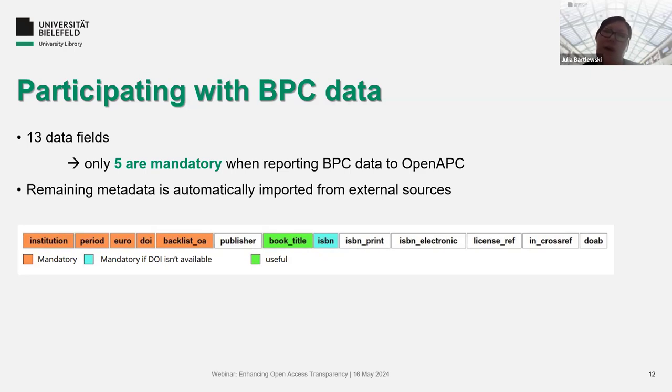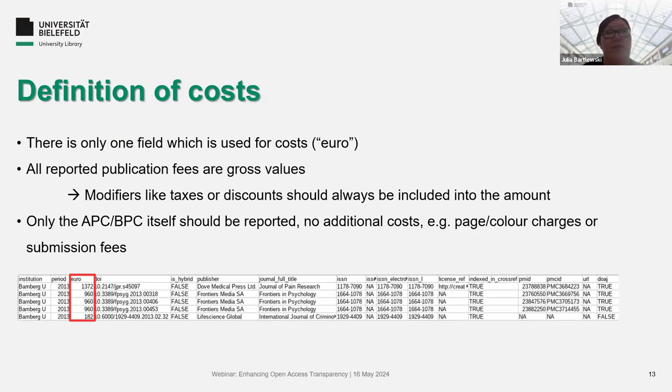retrospectively published open access. So when we say we aggregate costs, the definition of this term is of course very important. As you saw in our data schemas, there's only one field for cost, the so-called euro field. What does this actually mean? So basically, what do we want to see in this field? What we do want to see is an APC paid for either a gold or hybrid open access publication, or a BPC paid for open access books.